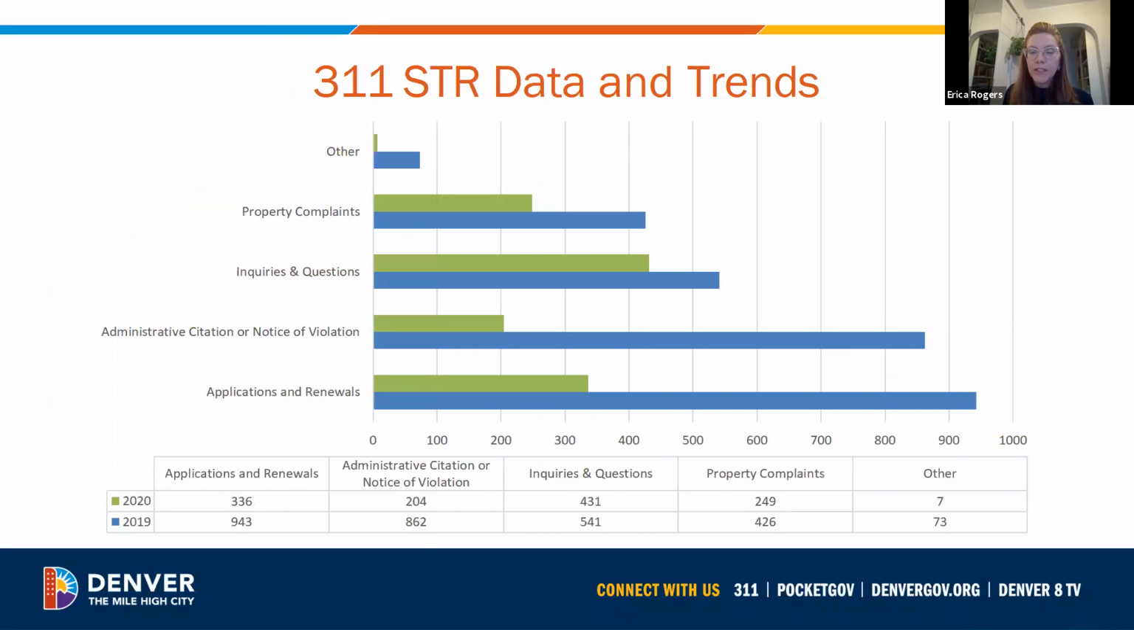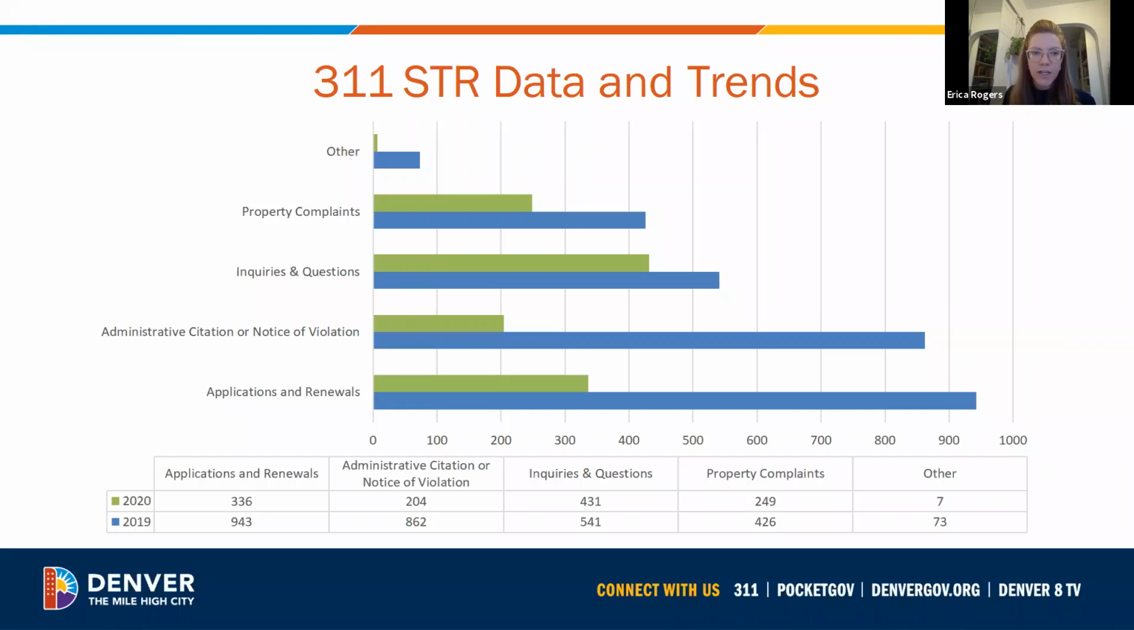Moving into our 311 data and trends, this is kind of the year-over-year overview, where the green bar there is the number of calls that we're getting in each category year-to-date 2020, and the blue bar is the number of calls we got in all of 2019. So you can kind of see the difference in the types of calls that we're getting. Obviously, we're seeing fewer calls overall, but the biggest drops being in the categories about administrative citations and notices of violation, followed by applications and renewals.